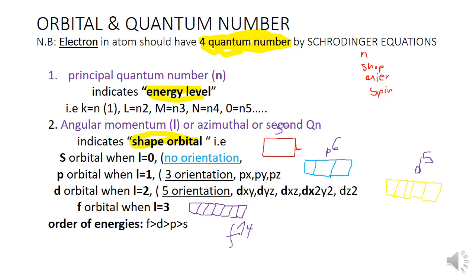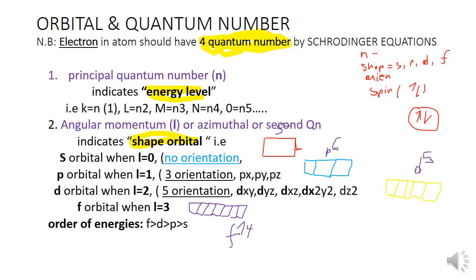Orientation and spin. In spin we have spin up and spin down. Here the electron should have spin down and spin up. For example here, if this is the S block, the S orbital, this is the spin up, this is the spin down. For shape we have S shape, P shape, P orbital, D, and also F.